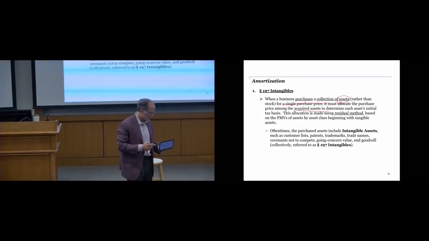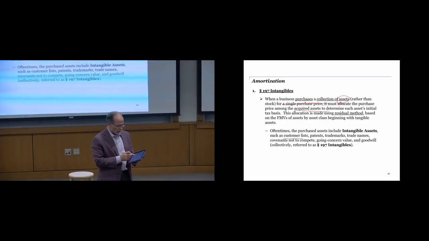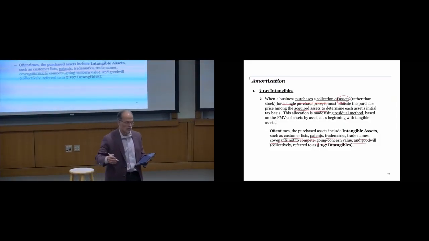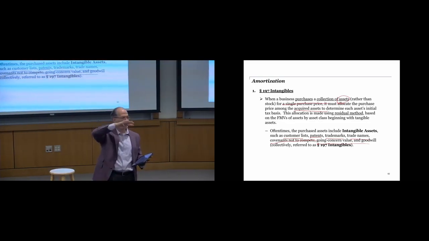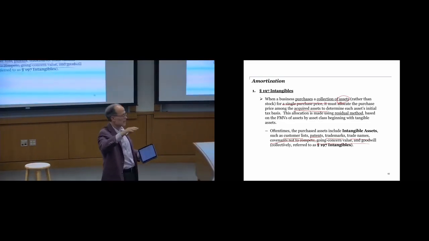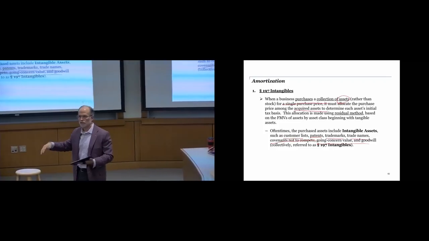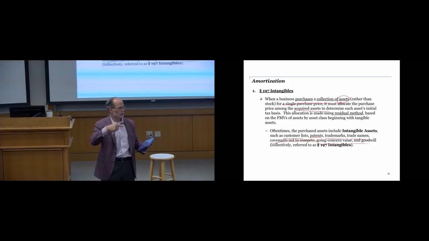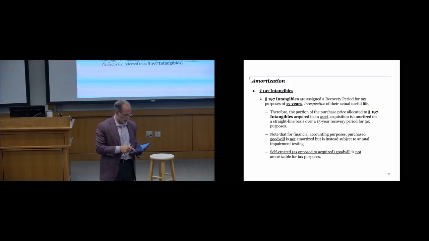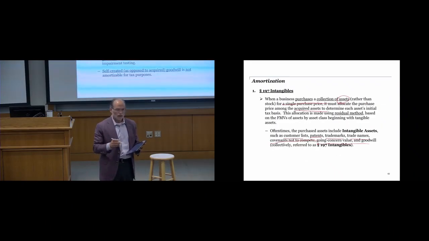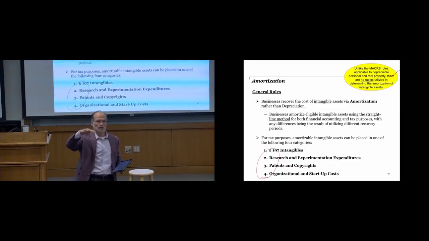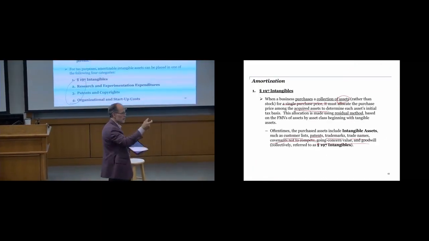Okay? So intangible assets, we're going to be thinking about customer lists, patents, trademarks, trade names, covenants not to compete, going concern, goodwill. All of that bucket of assets, we're going to refer to as section 197 intangibles. Okay? 197 is just the code section that tells us how we deal with the cost recovery over time. And remember, I put in the bubble here, we don't have tables. Don't do accelerated depreciation.